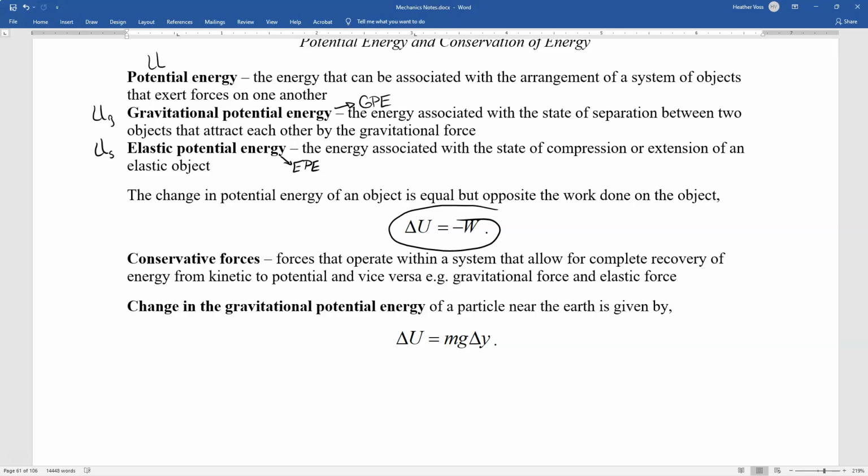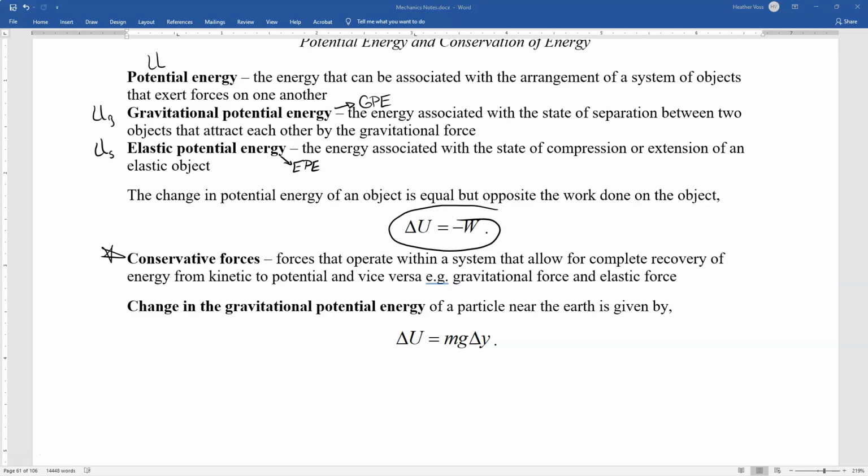So then we start talking about conservative forces. Now, conservative forces, these are forces we like. These allow complete recovery of energy. We can get all of our energy back. So if you think about conservative forces, it's like a bank that allows us to transfer our money from one account to another with no fees on it at all. We love conservative forces for that reason. They are forces that are operating within the system. It allows us to completely move all of our energy from kinetic to potential, or from potential to kinetic, back and forth as much as we want.